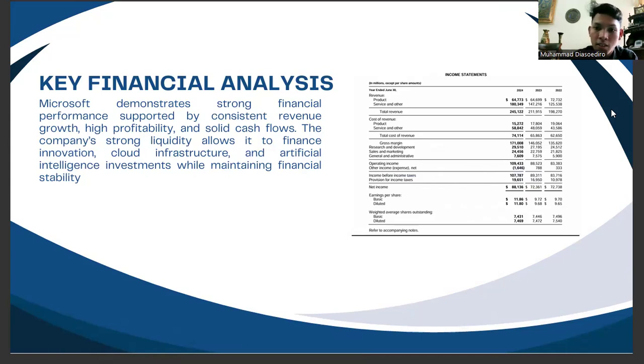And also, we can see the net income from 2022, 2023, and 2024 also increasing from 72 million to 88 million. So that's a strong revenue and strong net income over the past years. Microsoft demonstrates strong financial performance supported by consistent revenue growth, high profitability, and solid cash flow. The company's strong liquidity allows it to finance innovation, cloud infrastructure, and artificial intelligence investment while maintaining financial stability.